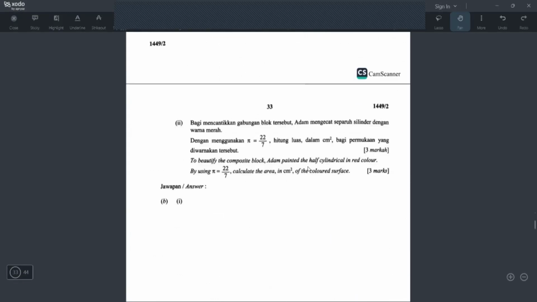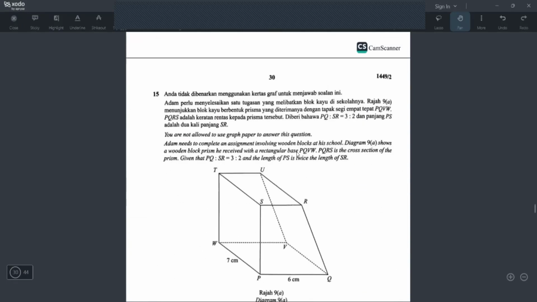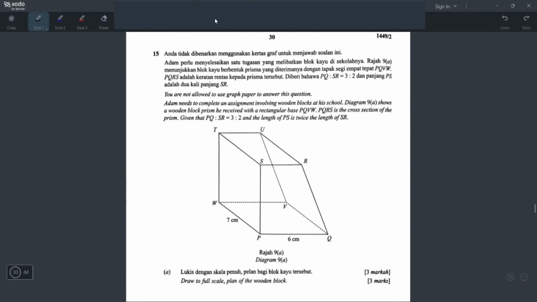Is this the last question? No. That's section C, yeah? All right, let's go to 15. Let's read the question first. You are not allowed to use graph paper to answer this question. Adam needs to complete an assignment involving wooden blocks at his school. Diagram 9A shows a wooden block prism, this one, with a rectangular base PQVW.